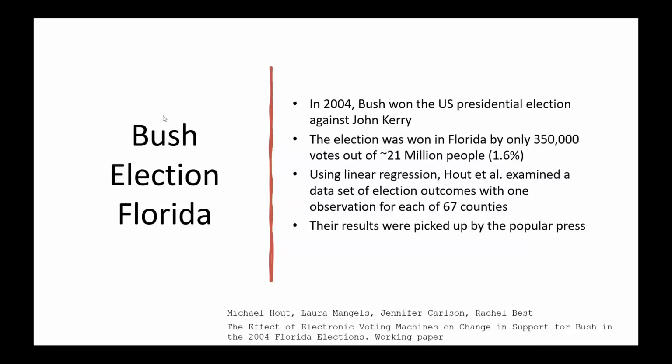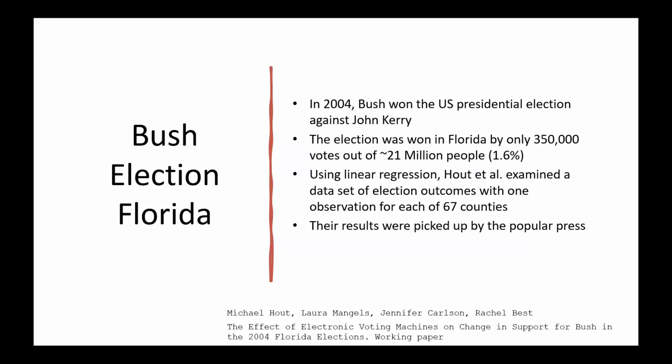Today we will talk about a case study involving the US election in 2004, where Bush narrowly won against Kerry, and the election in the entire United States just hinged on the results in Florida. And in Florida, Bush won by 350,000 votes out of 21 million people at the time, so 1.6%, a fairly narrow margin.